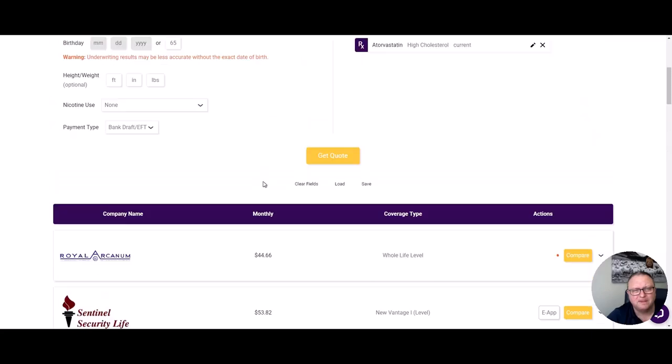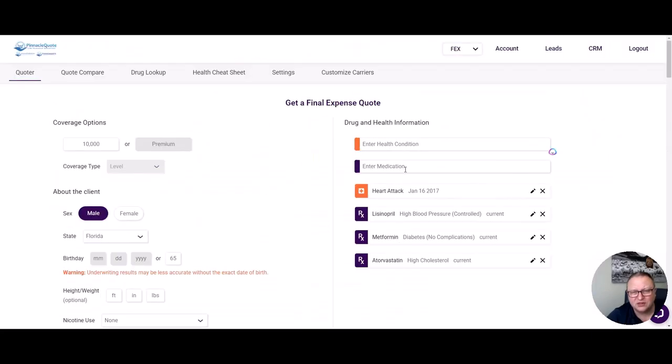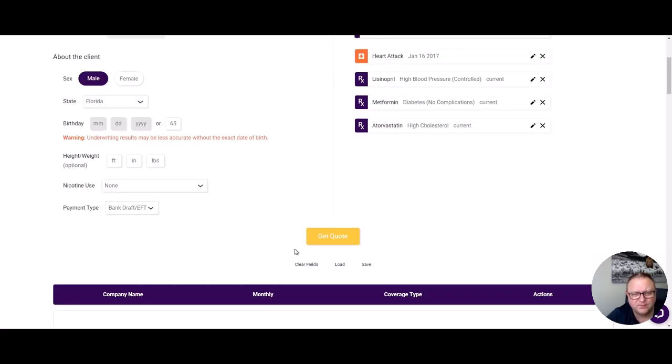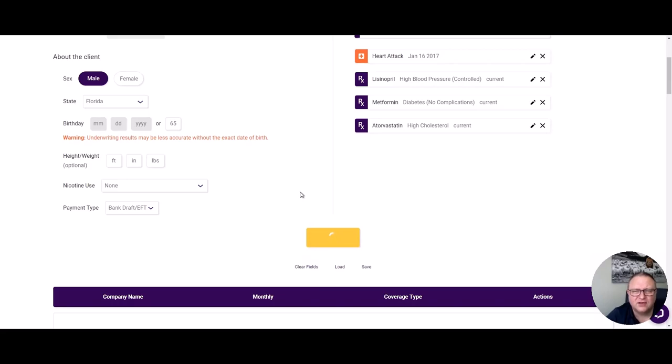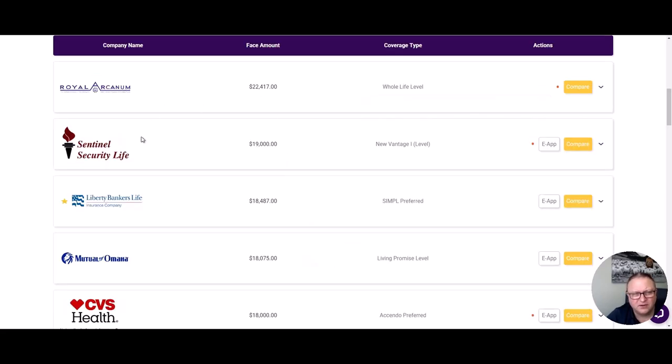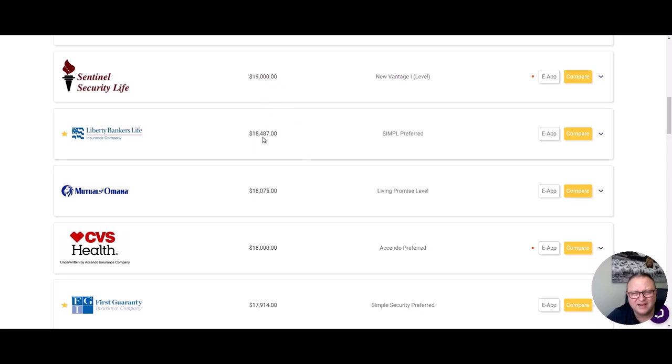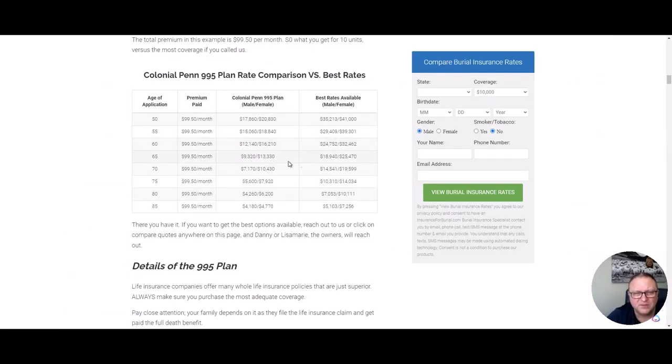Whereas for the same price, $99.50, with all this medication and a heart attack in the past, let's change this to $99.50. This is how much coverage you're going to get. Let's focus on you: 18,000, 19,000, literally double the amount of coverage you're going to get with Colonial Penn. So it's really important to make sure that you shop accordingly.